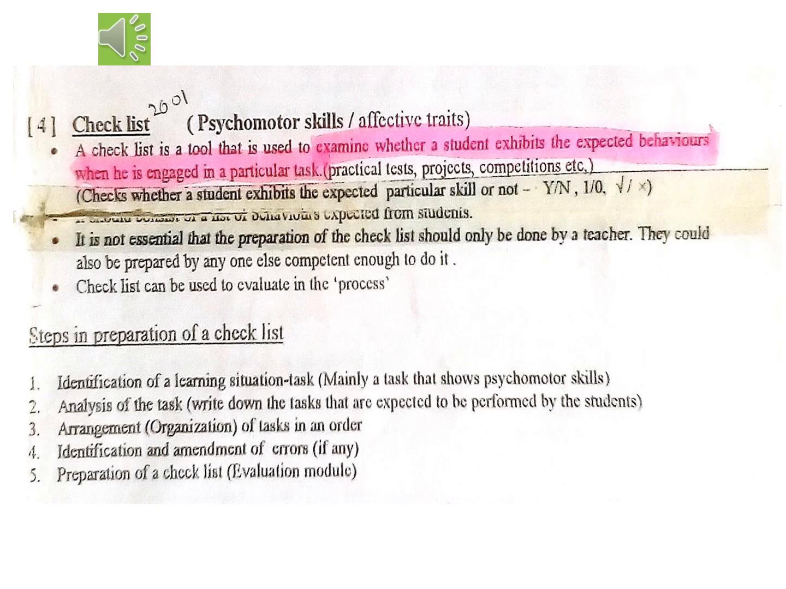Then write the steps of the task, analysis of the tasks, right? What is expected to be done, performed by the students. Next one, arrange the steps in an order, ascending order. Then identify if there are errors and correct them. Then finalizing the checklist, preparation of the final copy.